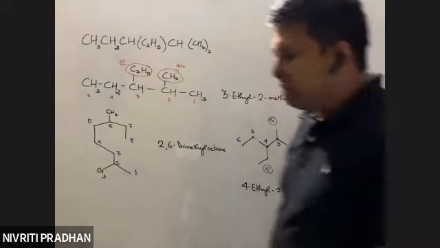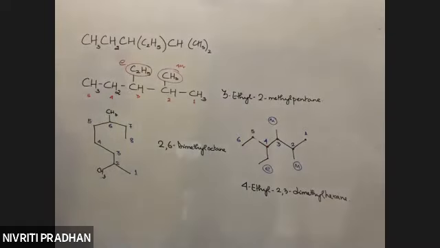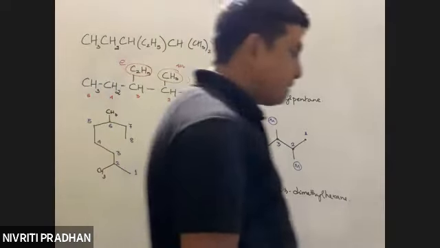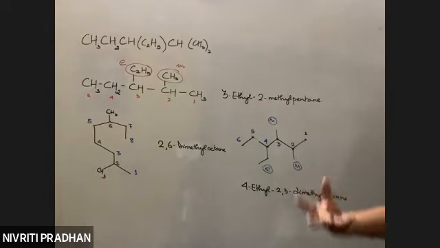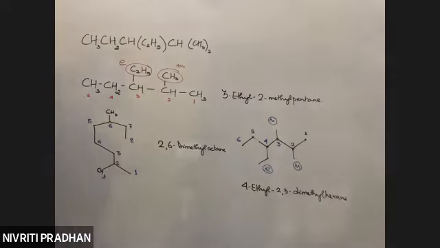Okay, so this is how we name. Today we have learned the IUPAC nomenclature of some simple systems. These are not complex, these are simple ones. Tomorrow we will move into more complex things: functional group, double bond, triple bond, and so on. Okay, so let us keep it till here today.